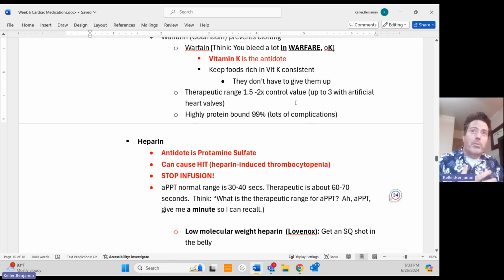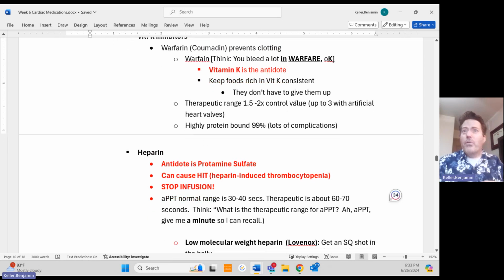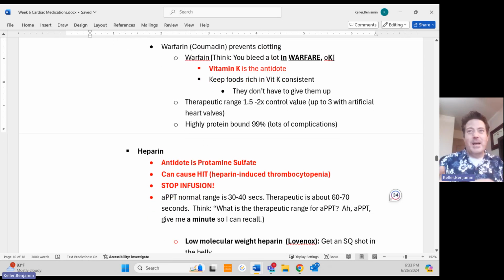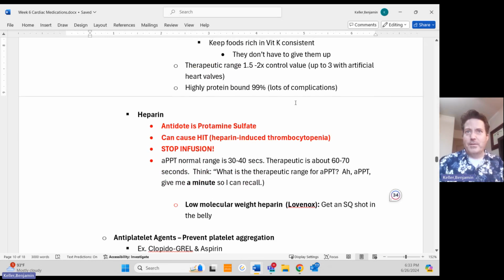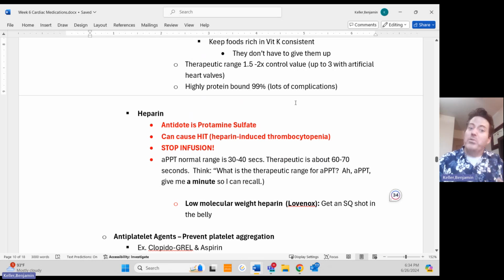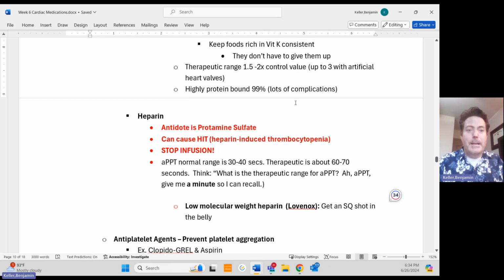The therapeutic range for warfarin is 1.5 to 2 times the control value, with up to 3 or 3.5 for heart valves. That's going to be provider driven or policy driven at your hospital. It's highly protein bound, 99%. If you remember your protein binding, that means it can cause a lot of complications because it's one of the most protein bound drugs available.